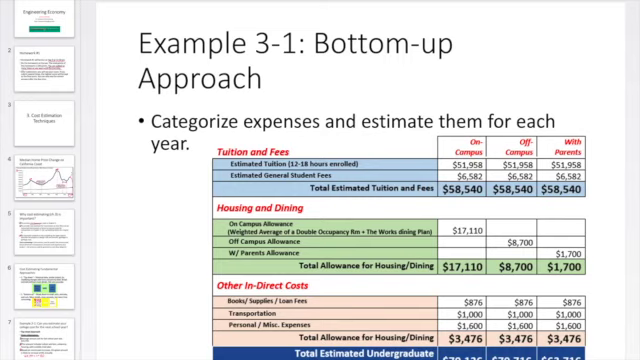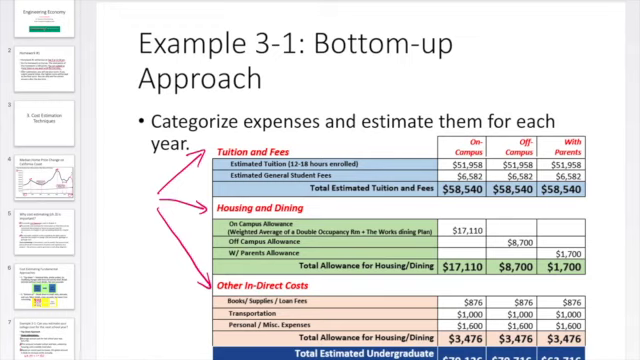The second approach is the bottom-up approach. So the first thing is you have to break down your school year cost into, I broke it down into these 3 parts. So tuition and fees, housing and dining, and other indirect costs like the books, supplies, loan fees, transportation, personal, and other expenses.